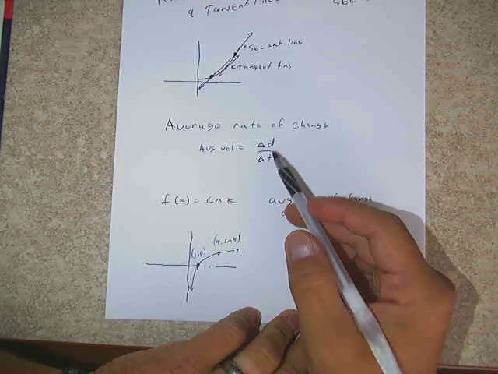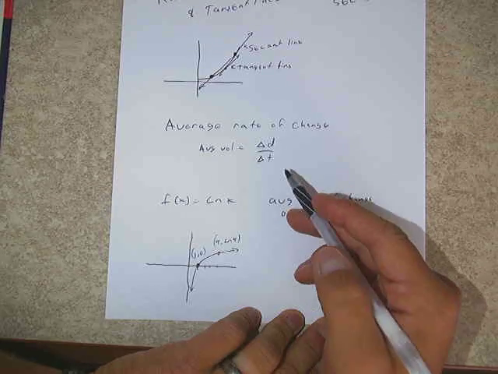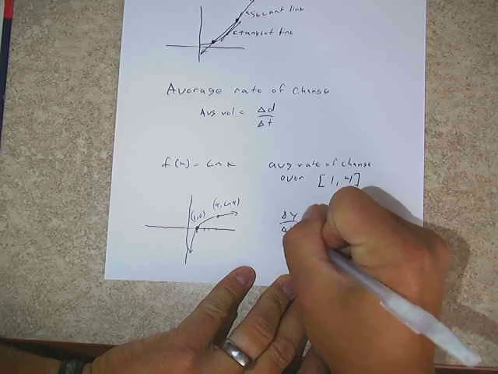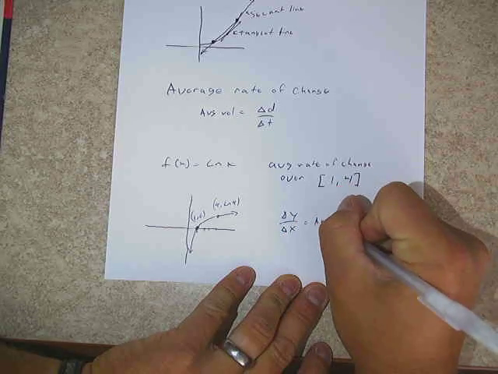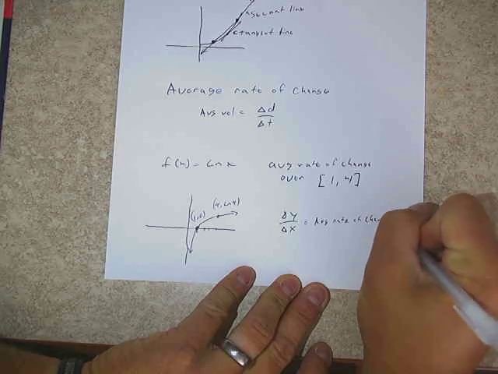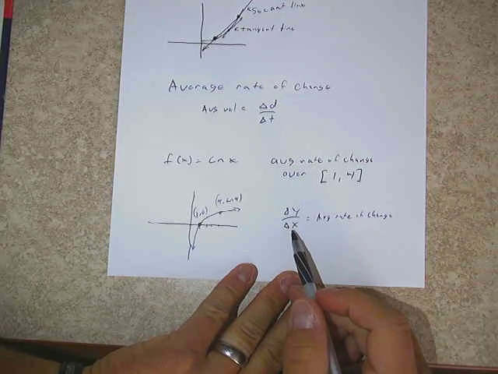That's what an average rate of change is. It's the change in y over the change in x. When we dealt with distance and time, we said the change in distance over the change in time. In general, the average rate of change is the change in y over the change in x. So this is our average rate of change.